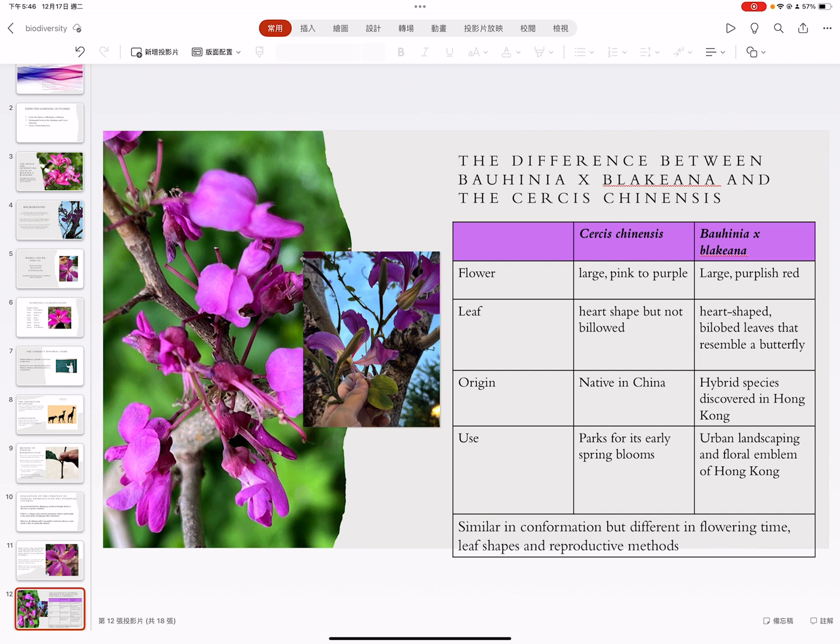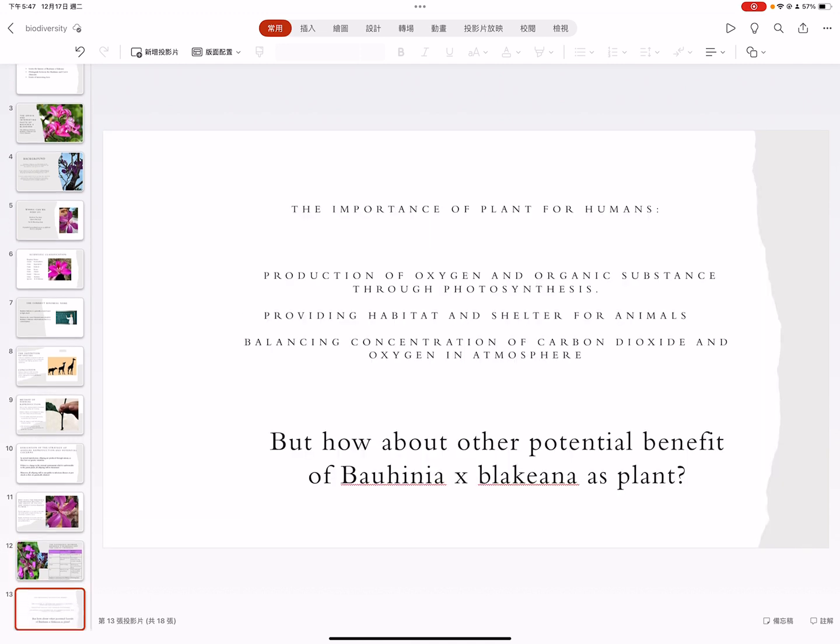They have different leaf shapes. The leaves of Cercis chinensis are heart-shaped but not bi-lobed. However, the leaves of Bauhinia blakeana are also heart-shaped, but they are bi-lobed leaves that resemble a butterfly. They are similar in conformations, but different in flowering times, leaf shapes, and reproduction methods.